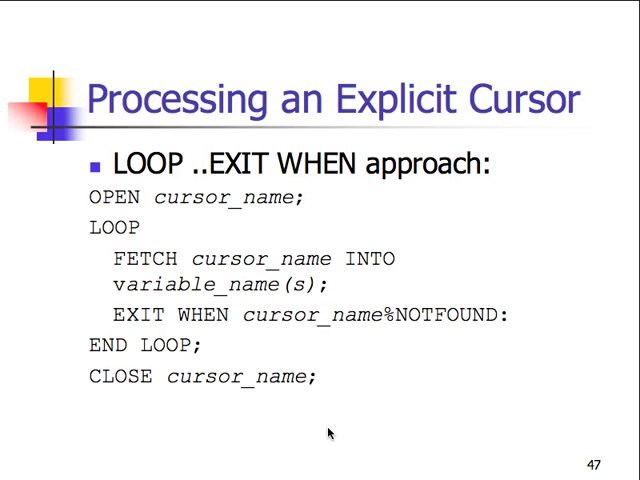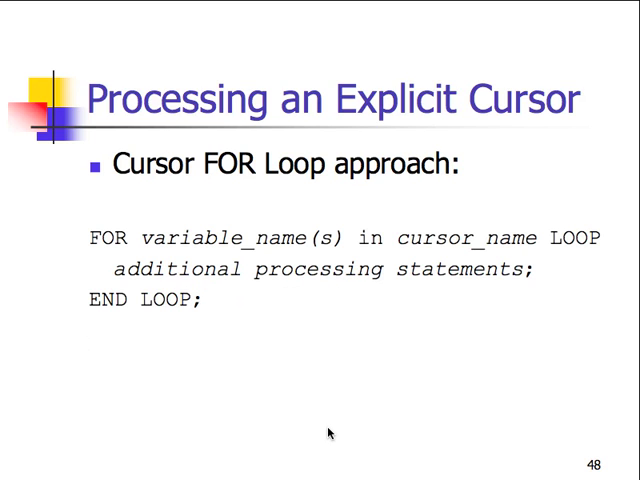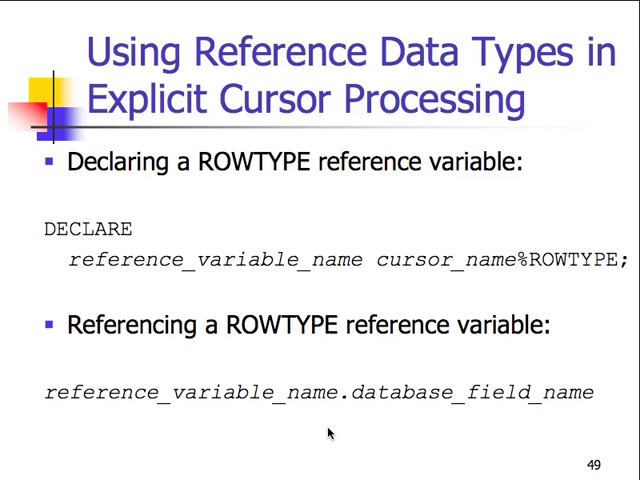So it is kind of like using a pointer, but it's a lot more steps because it's a procedural language than it is to say, hey, go to this memory address and get this piece of information and use this piece of information for something. So the cursor for loop approach. So for variable name and cursor name, loop. And then we have some additional processing, different statements that will happen before the end loop occurs.